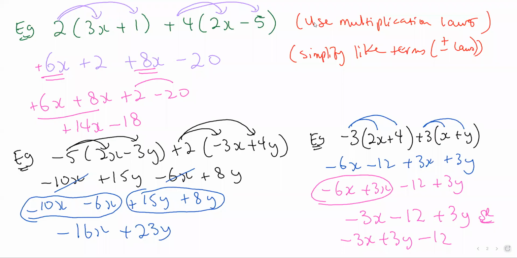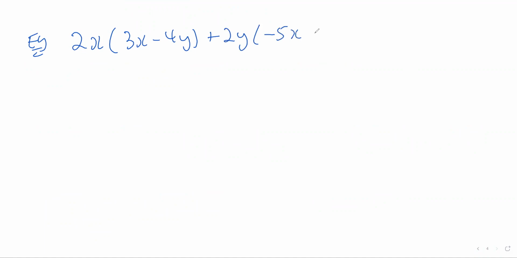I want to do one more example for you all here, right? So let's look at this example here. You have 2x open brackets, 3x minus 4y, right? And then you have here plus 2y open brackets minus 5x minus 8y, right? Good. So we take our time and apply the distributive law, right?